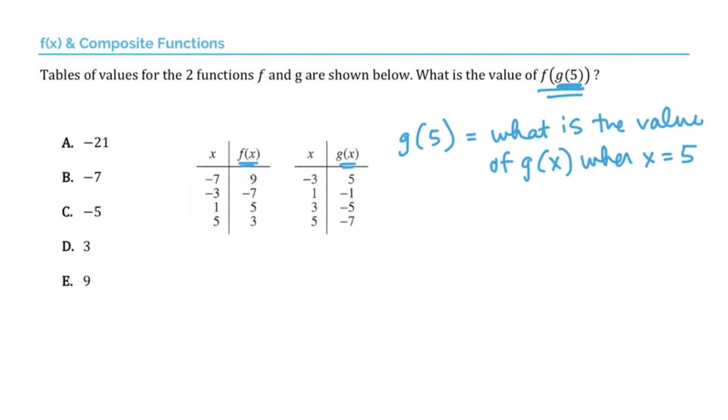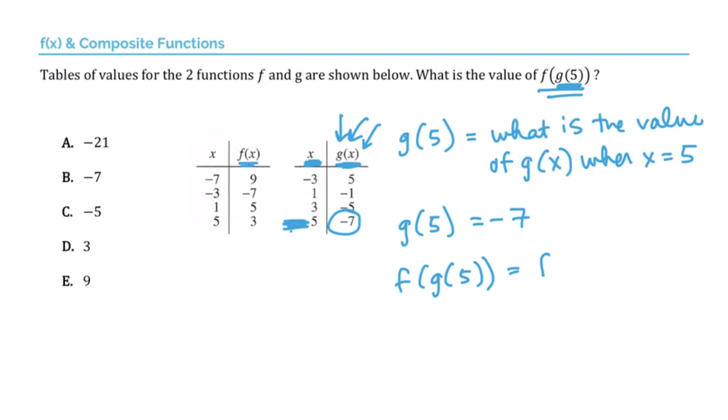So what you're going to do is you're going to look at your g of x table, right? So here are values of g of x based on given x values. We want to know what is the value of g of x, so this column, when x equals 5. So when x equals 5, what is g of x? Well, the answer is -7. That means that g of 5 is -7. So now a question that asks us to find f of g of 5 is really just asking us to find f of -7.